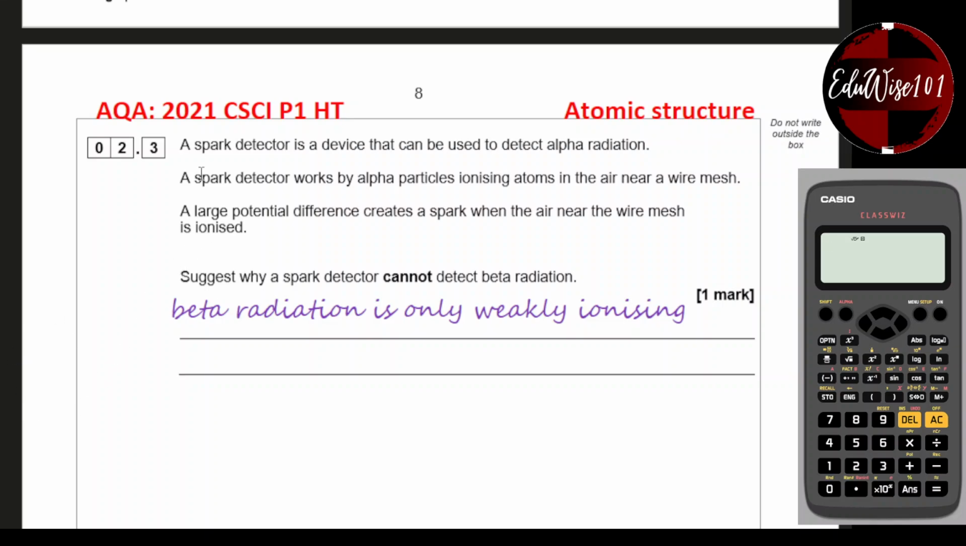Remember, beta radiation is a fast moving electron with a negative charge, right? Because it's only minus one negative charge, because it's an electron, it depends whether it can ionize or not. It depends on the atom wanting that electron or not. So hence, that's why it's weakly ionizing. Next question.